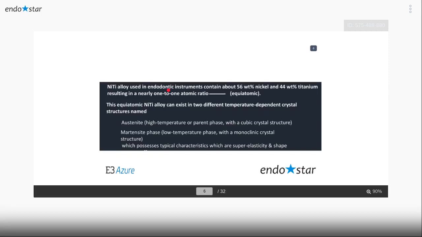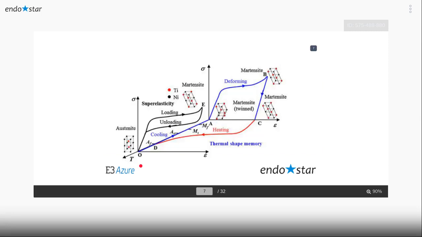These characteristics of superelasticity and shape memory will be present in the martensitic phase, but in the austenitic it's only superelasticity or pseudo-elasticity. Okay? To be more clear, I will speak about it in the next slide.